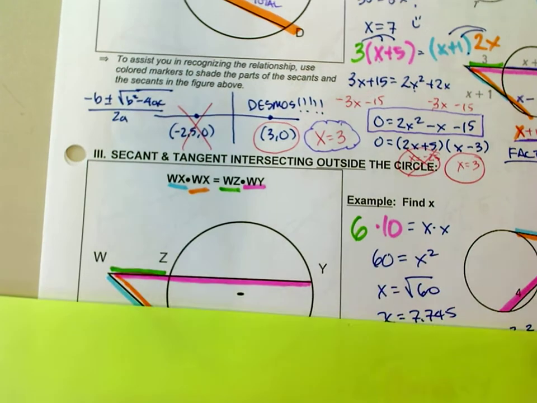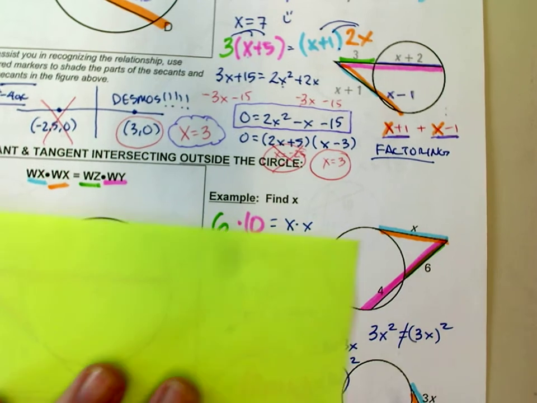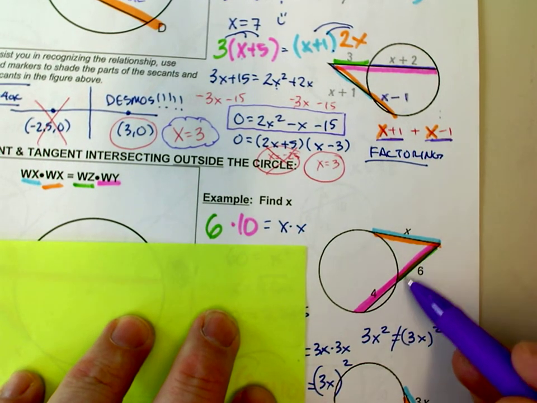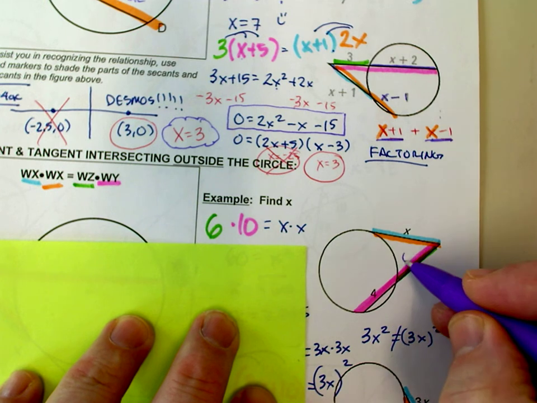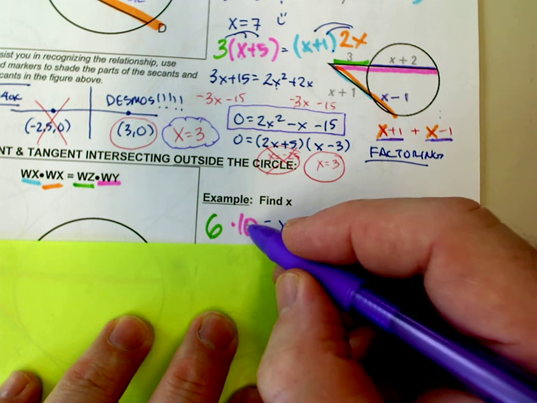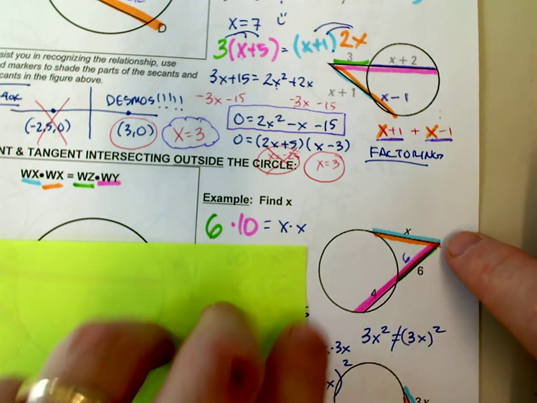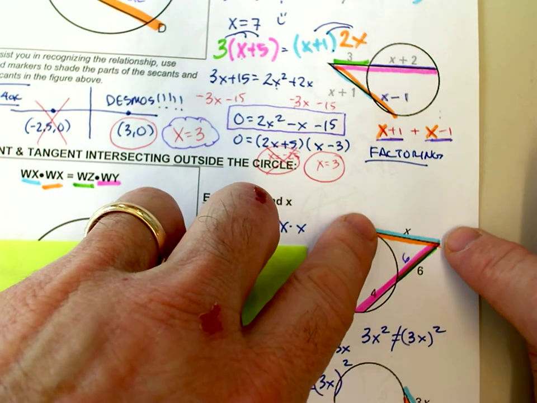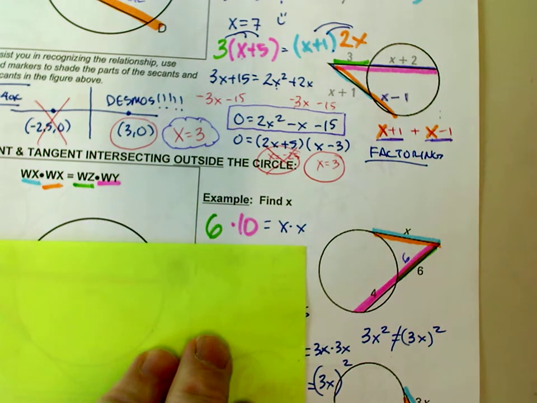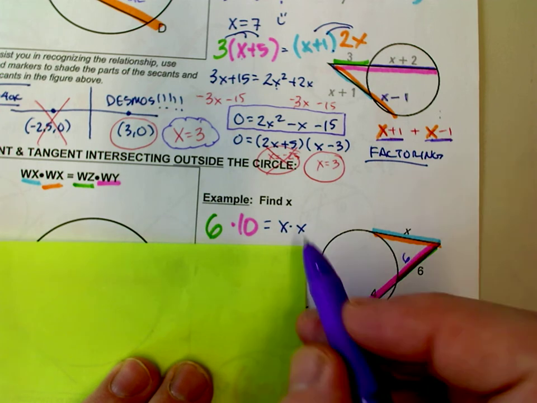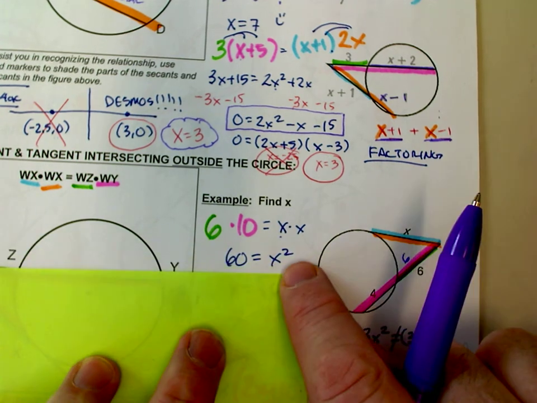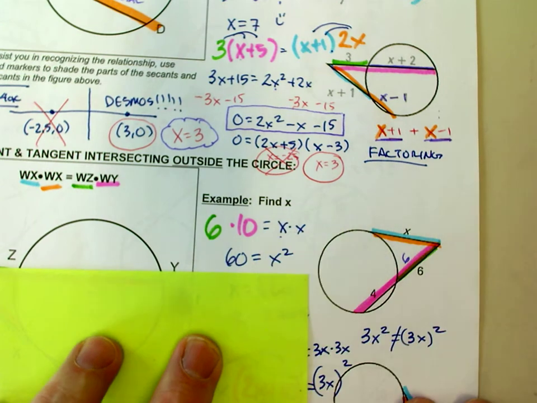We've got a quick example over here to show you. And in this circle, you'll see that the secant has 6 on the outside. The total length will be this 6 plus the 4 that's on the inside for a total of 10. The tangent line is x long and x long for the amount that's outside. Therefore, this is going to be an x times x. x times x is x squared. 6 times 10 is 60.